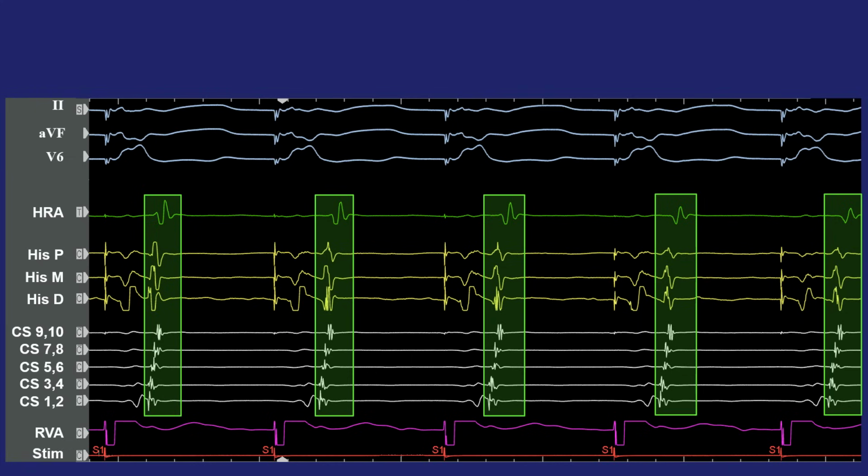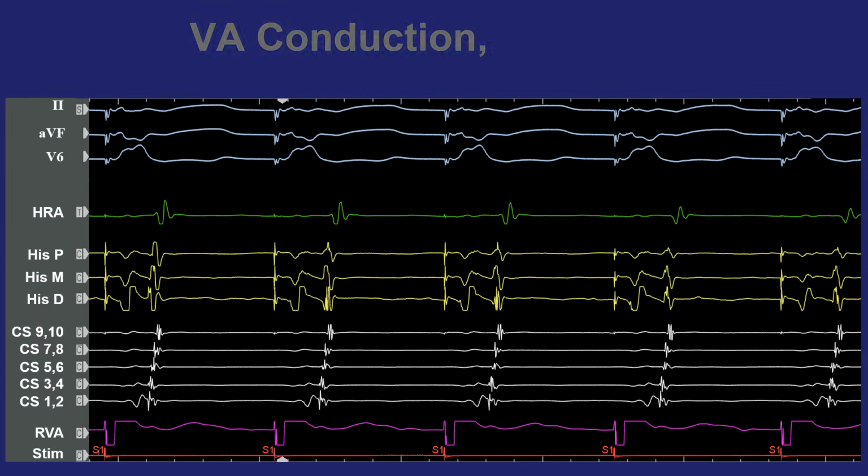I didn't put calipers on it, but you can see visually that the VA relationship is fixed. These are retrogradely conducted beats, so yes, indeed, we have VA conduction present. The next question: how are we getting from ventricle to atrium?